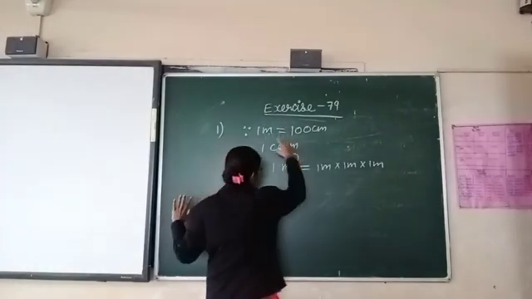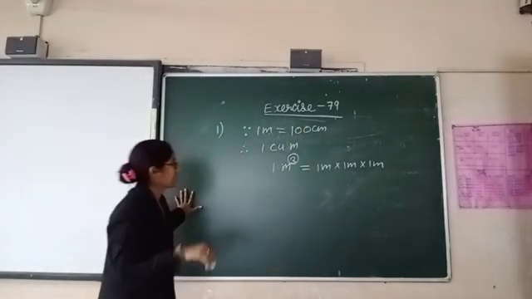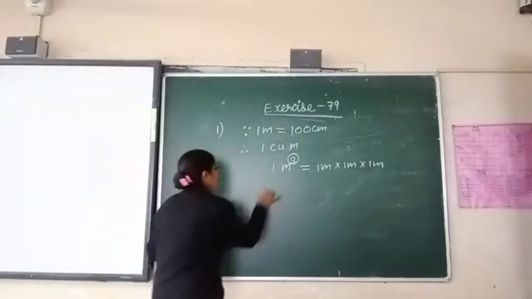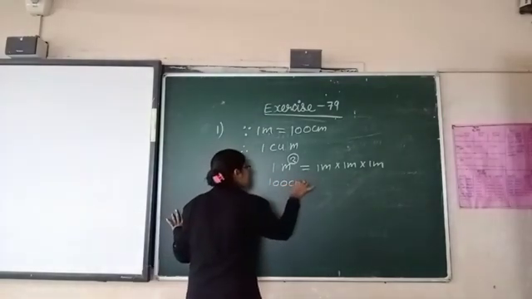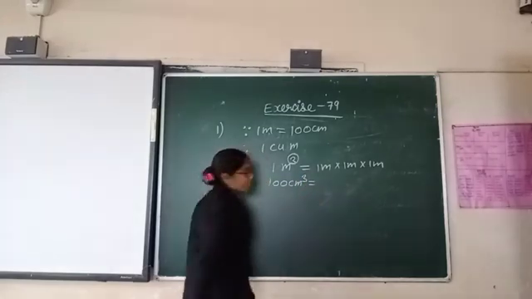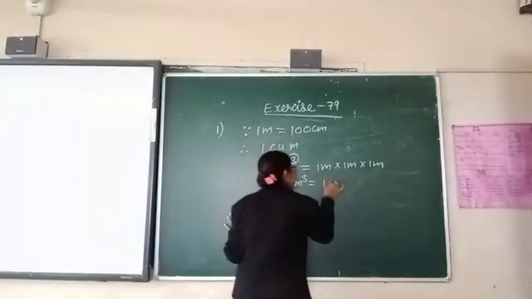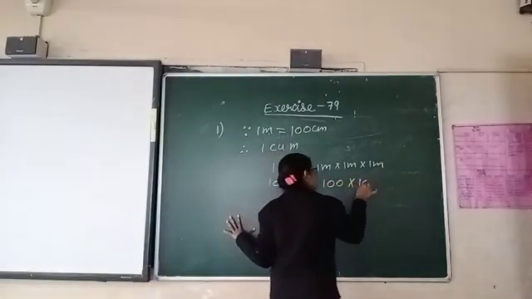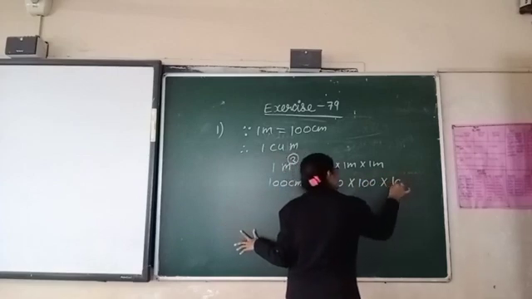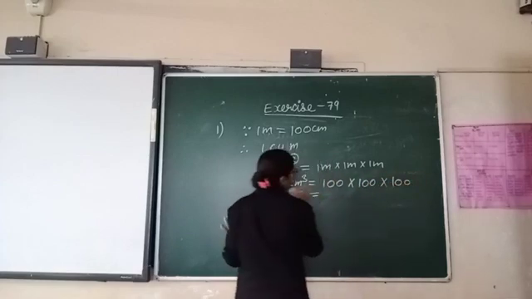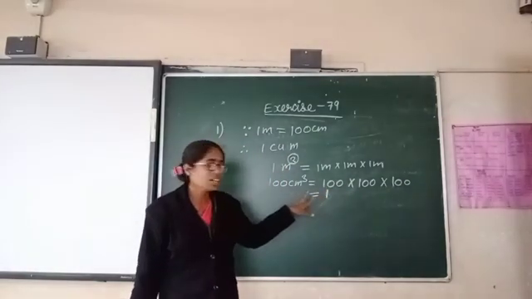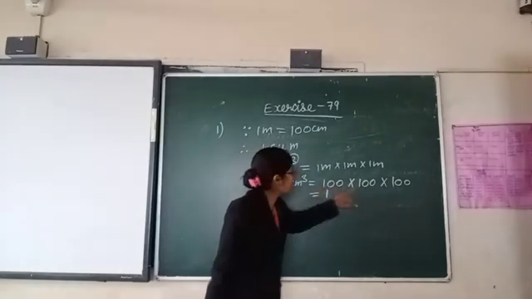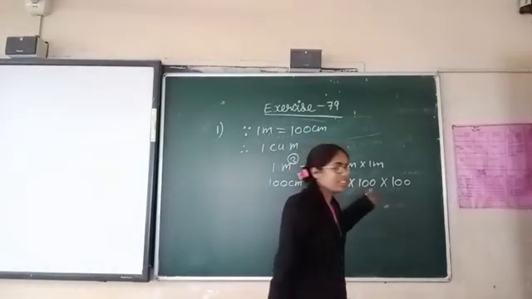So 1 meter equals 100 centimeter. So what is asked here? Now 100 centimeter cube equals what? The answer will be 100 into 100 into 100. So what will we get? We are going to get 1. And how to multiply these numbers, I taught you, no? Just multiply the number by number. 1 ones are 1, 1 ones are 1.